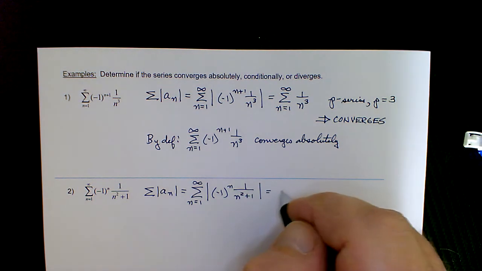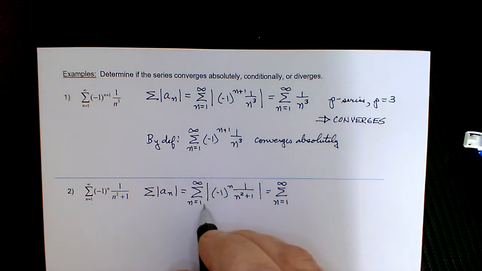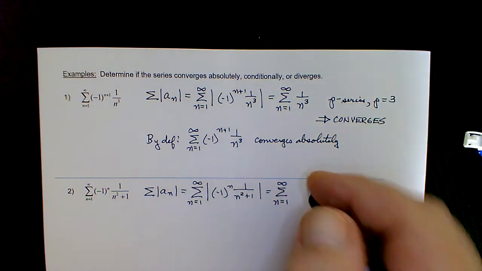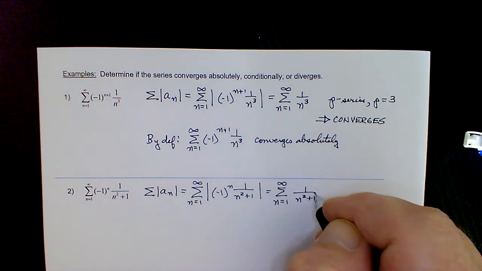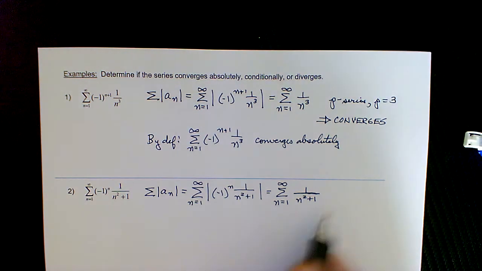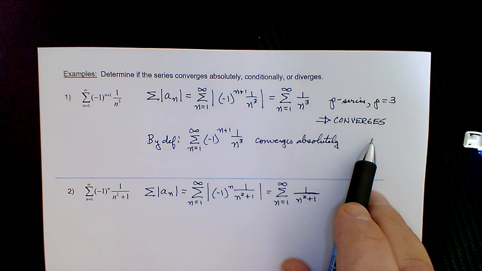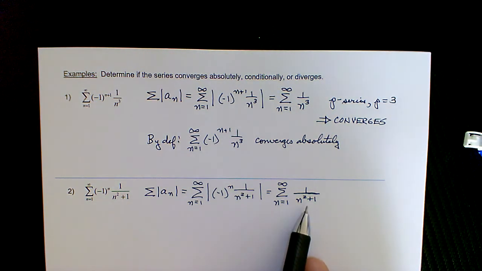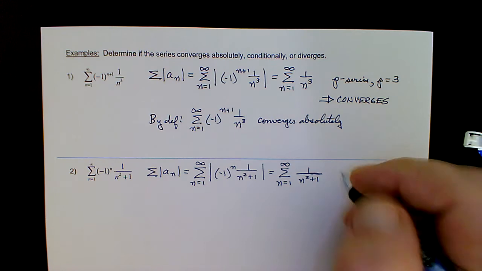And what the absolute value allows us to do is essentially eliminate the alternating factor, in this case negative 1 to the nth. So we just get 1 over n squared plus 1. Now, in the last example, it turned out to be simple because immediately it was a p-series and we knew its convergence or divergence. Here it's not as simple. This is resembling a p-series, but it's not exactly a p-series. So we actually have to pull out a comparison test.